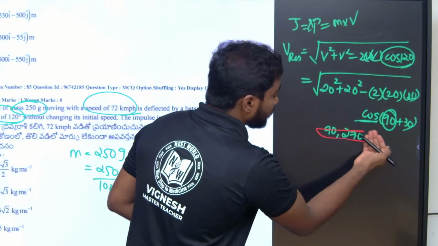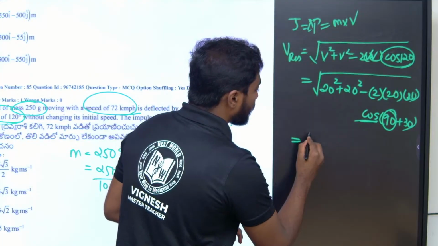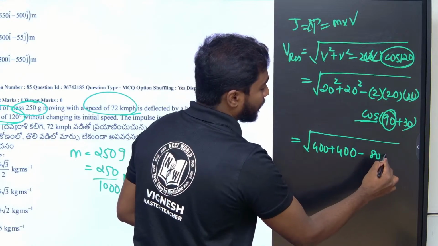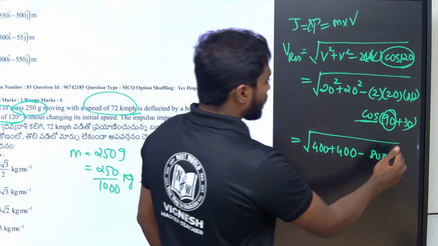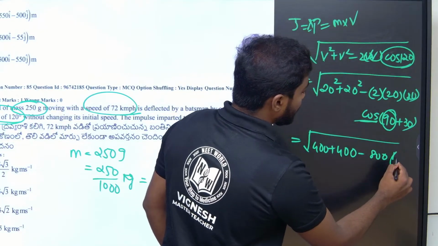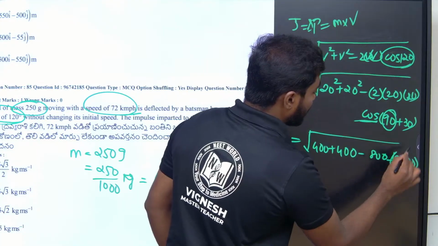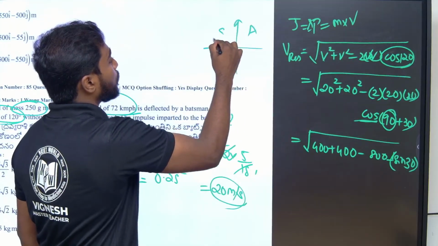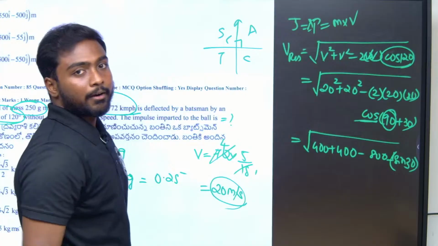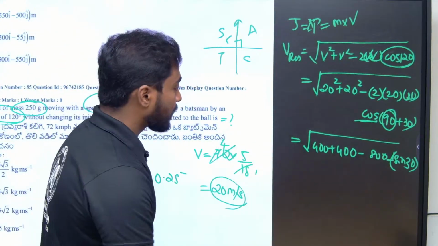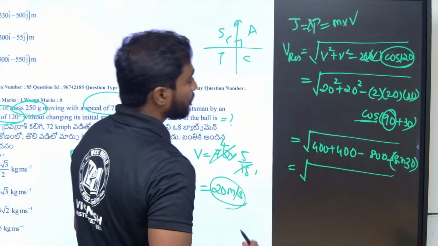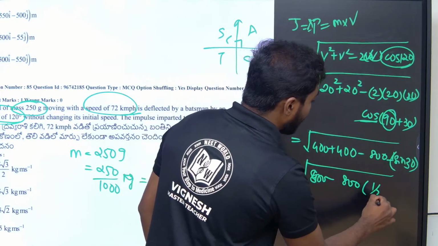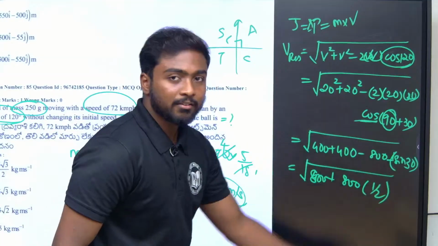Now, under root of 400 plus 400 minus, so this is 800, right, and this one will be sine 30, that is minus sine 30. So cos of 90 plus theta becomes minus sine, as 90 plus theta is in the sine quadrant. Now 400 plus 400 is 800 minus 800 into 1 by 2, minus into minus is plus.